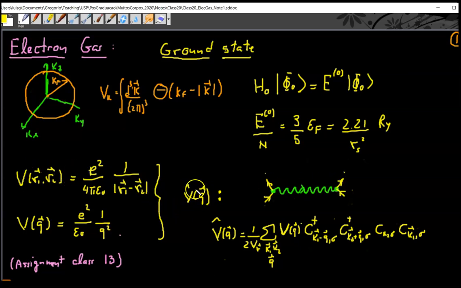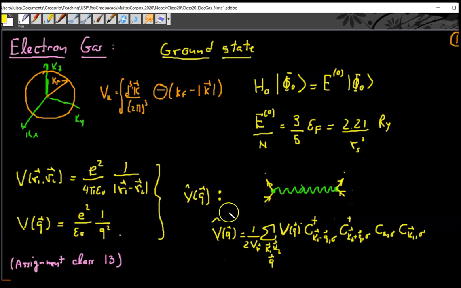So we know that this is in Q space. So we already know the bare Coulomb potential, e squared over 4 pi epsilon 0, depends on the distance between the two electrons. And you Fourier transform that in class 13, that's the assignment there, to calculate this Fourier transform, and you get something that depends on 1 over Q squared. All right, so this is the one that we're going to use in this class.